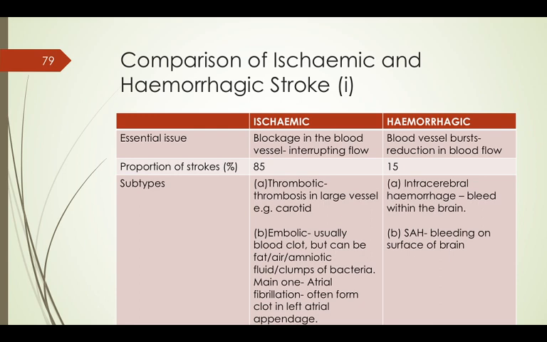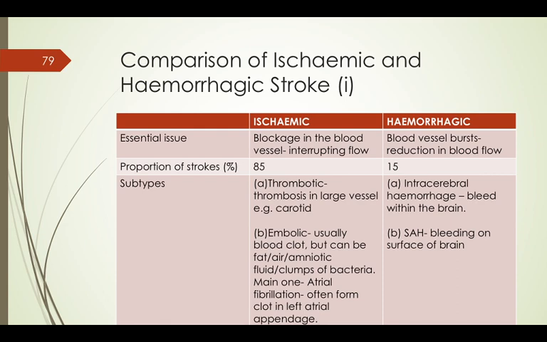So comparing ischemic and hemorrhagic strokes. Ischemic is an interruption of blood flow to the brain, whereas hemorrhagic is a bleed, which we've covered earlier. The proportion of strokes is slanted towards ischemic rather than hemorrhagic. Subtypes of ischemic can either be thrombotic, which is basically a clot within the vessel leading to the brain, such as the carotid artery, or an embolism, which can take the form of fat, air, amniotic fluid, bacteria, or most likely blood clot.